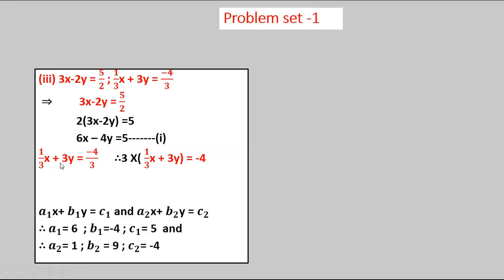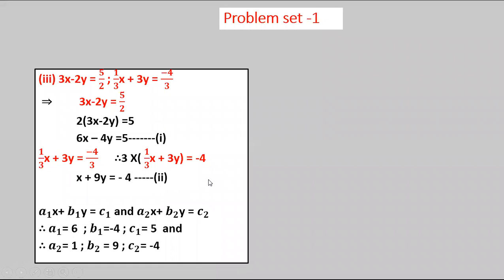This 3 goes down to the LHS side, then you get multiply. 3 multiply 1 upon 3x plus 3y is equal to minus 4. In this, the 3 gets cancelled. 3 multiply in a bracket each of every term. 3 gets cancelled. 3 3s are 9. x plus 9y is equal to minus 4.